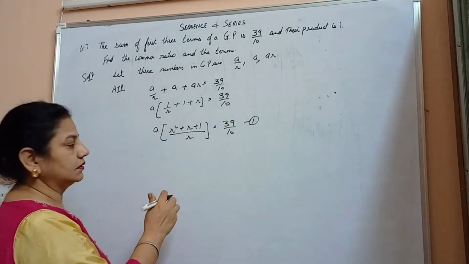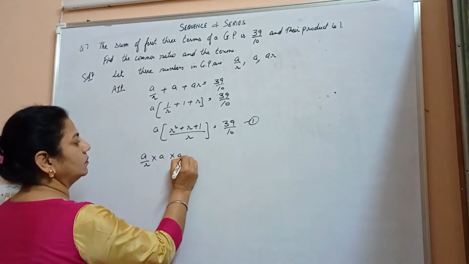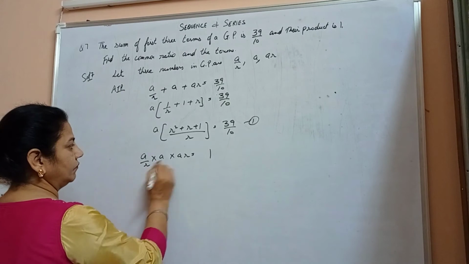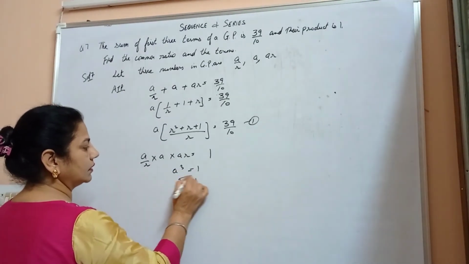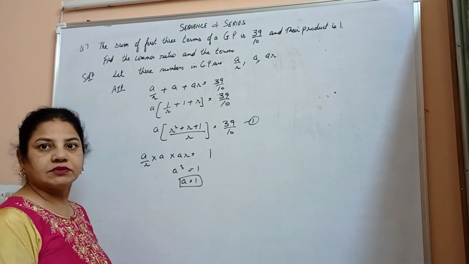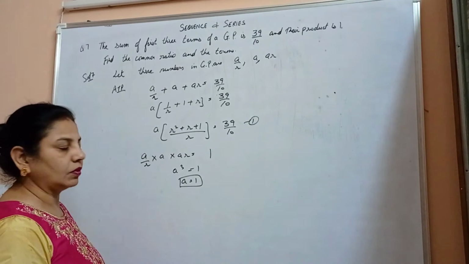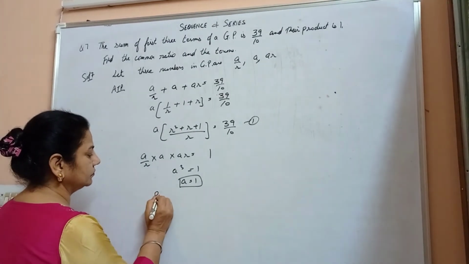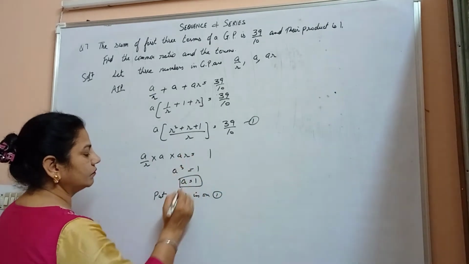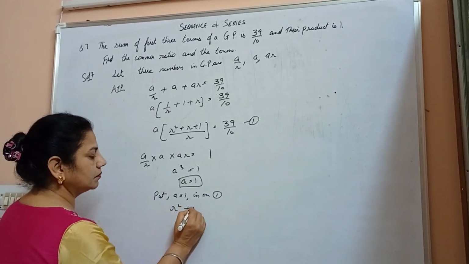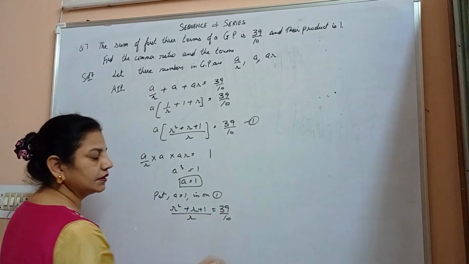Their product is 1. That means A by R into A into AR is equal to 1. If you multiply, you will get A cube is equal to 1. So A is equal to 1. My first term of the GP is 1. Substitute the value of A in equation number 1. Put A is equal to 1 in equation 1. What do I get? (R square plus R plus 1) upon R is equal to 39 by 10.